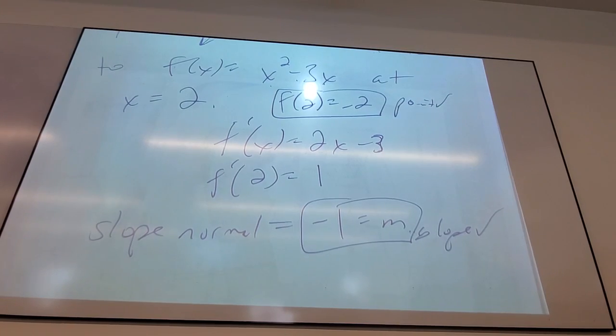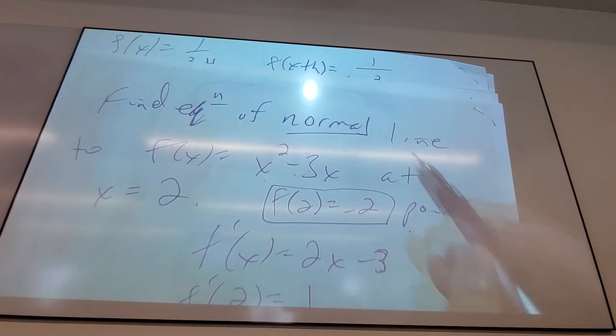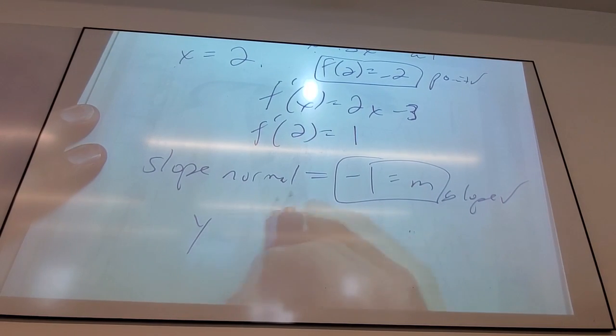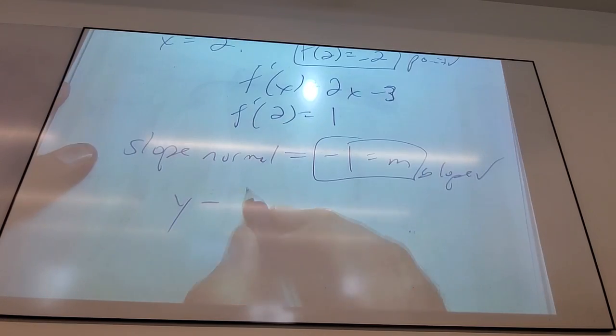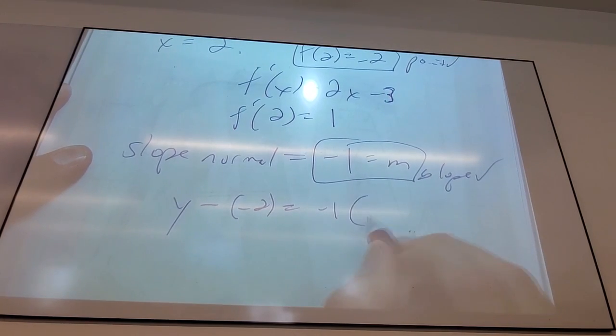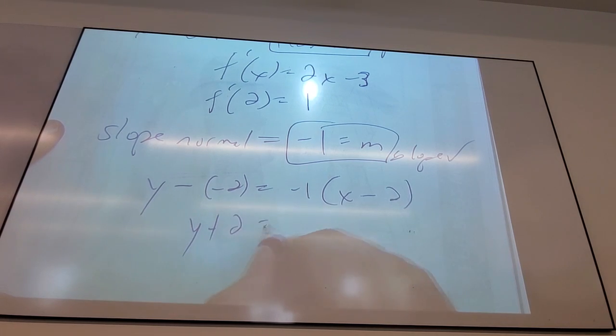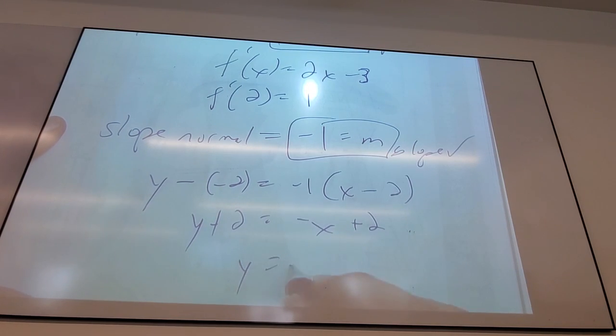Is that okay? So just be careful if it says normal. Are we done with this, by the way? No. So I could do, I don't know what way you like to do. I'm just going to do it this way. Y minus the y piece equals m times x minus the x piece. Y plus 2 is negative x plus 2. Y equals negative x. Neato.